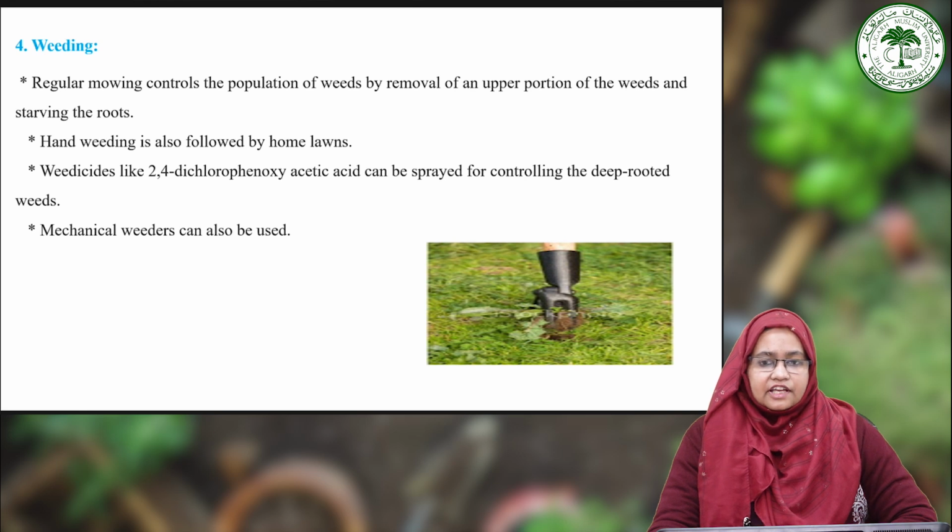Fourth important thing in maintenance of lawn is weeding. Regular mowing plays a role in controlling weed population by removing the upper portion of the weeds and depriving them of sunlight, which weakens their growth and eventually starves their roots. Hand weeding is a common practice for home lawns where weeds can be manually removed by hand or using small gardening tools.